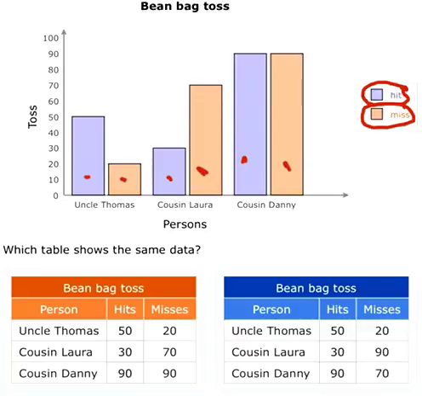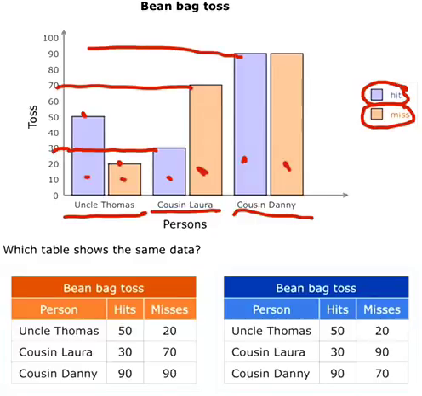So, we see Uncle Thomas hit 50 times, but missed 20 times. Cousin Laura, she hit 30 times and missed 70 times. Cousin Danny hit 90 times, but missed 90 times too.